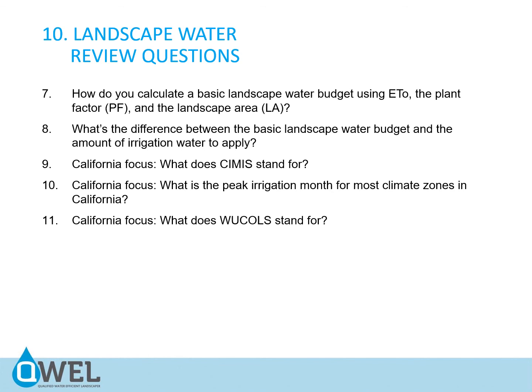How do you calculate a basic landscape water budget using ETo, the plant factor, and the landscape area? What's the difference between the basic landscape water budget and the amount of irrigation water to apply? California focus. What does CIMIS stand for? California focus. What is the peak irrigation month for most climate zones in California? California focus. What does WUCOLS stand for?